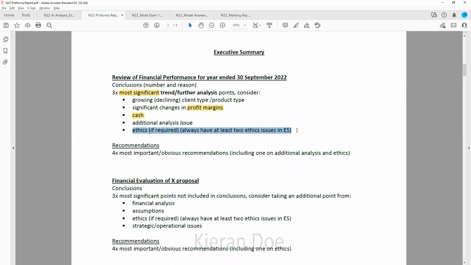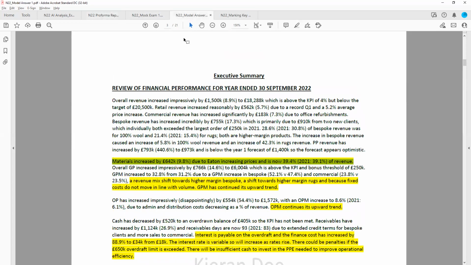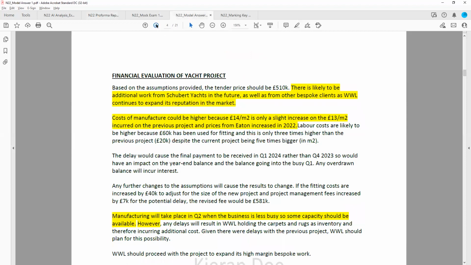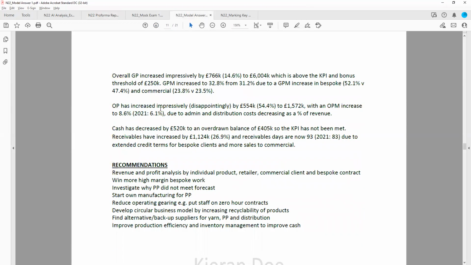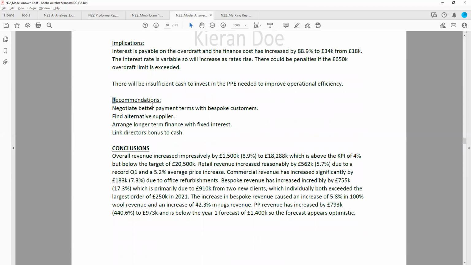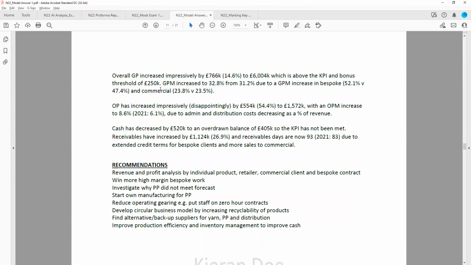If there's ethics in requirement 1, then have one ethics issue in the conclusion and add an extra one into the exec summary. And then bring in about 4 of your recommendations, making sure you've got at least one on the additional analysis, in this case cash, and one on ethics if ethics is in requirement 1, which it tends not to be, but it can be. So with the recommendations, I wouldn't just pick any old recommendations. Pick the ones which you feel are the most important. I'd probably take 2 from here and then 2 from here.